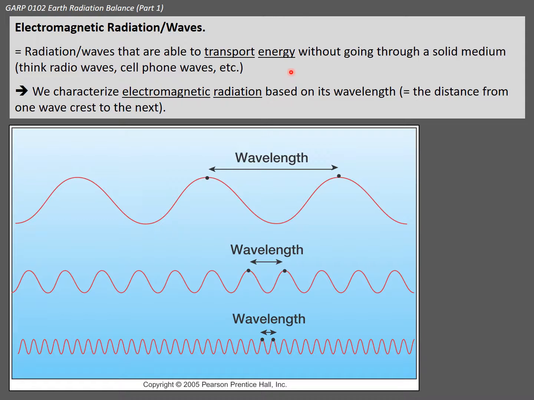Let's first look at the definition here. Electromagnetic radiation or electromagnetic waves are a certain type of waves or radiation that can transport energy without going through something solid. So the perfect example here, once again, is cell phone waves, radio waves, all that radiation that we use all the time, but it comes to us literally traveling through air or through nothing. It doesn't go through a solid medium. And the way we characterize energy here or radiation or waves is by its wavelength. Let's get into that on the next slide.